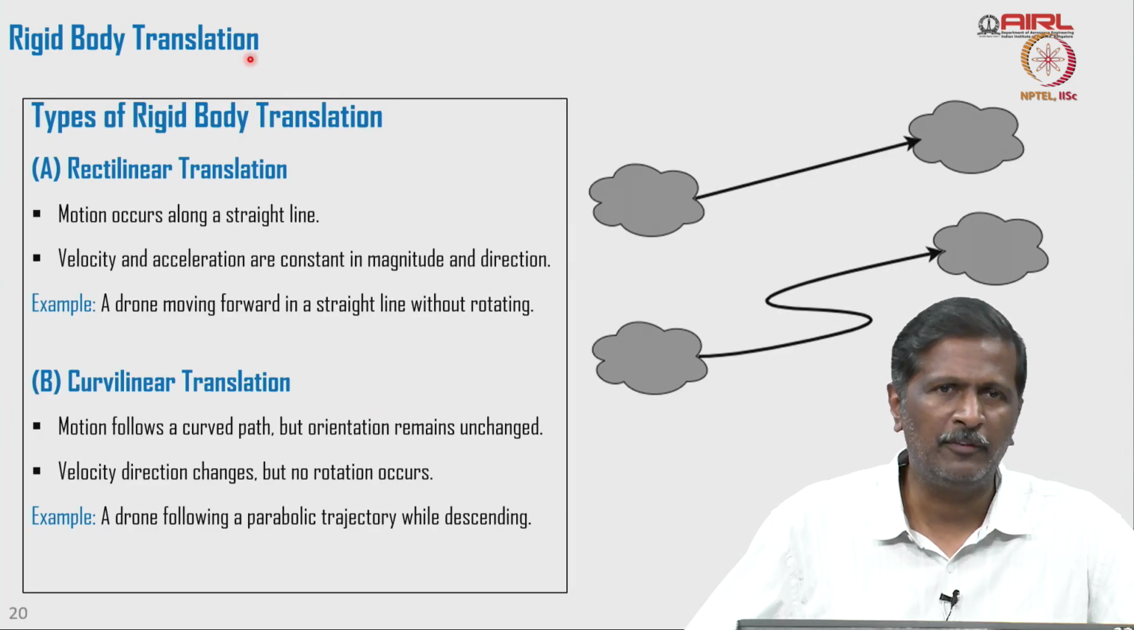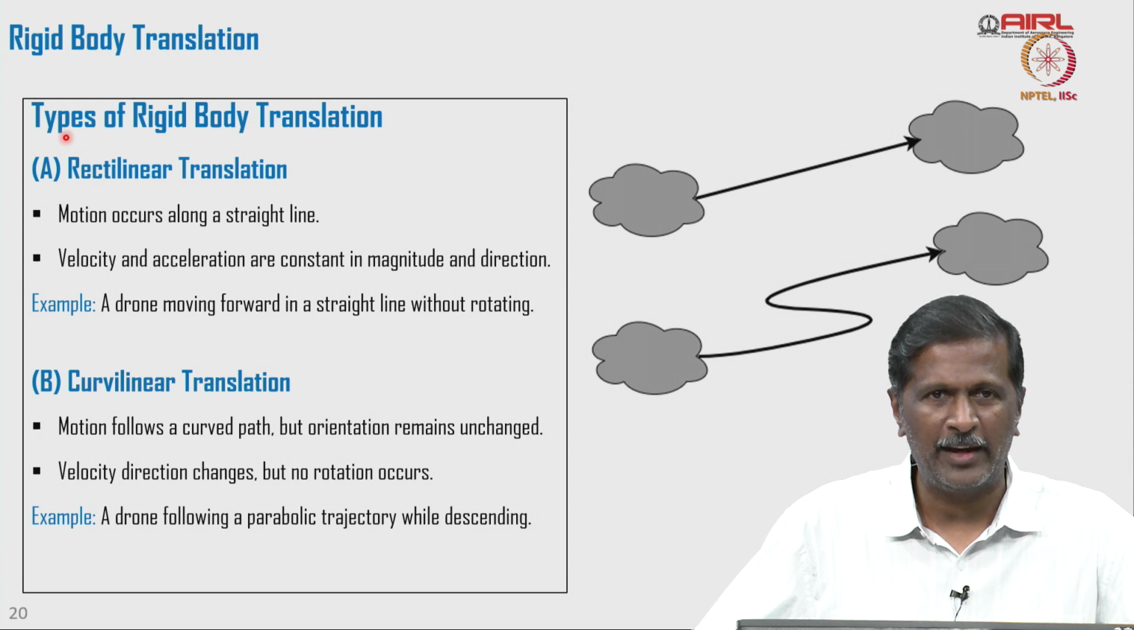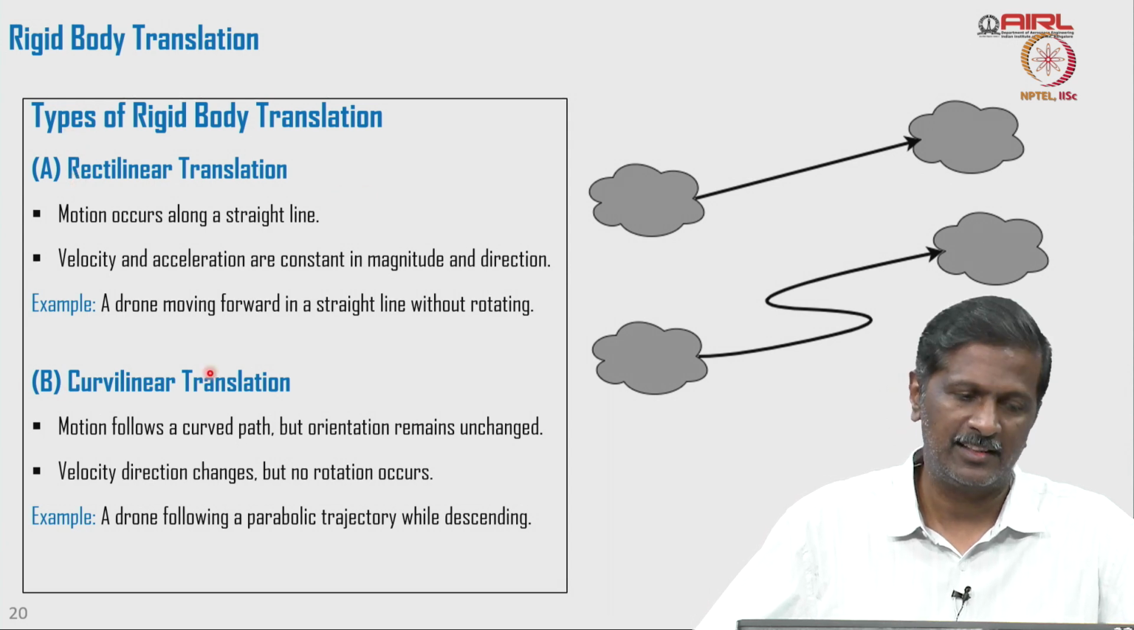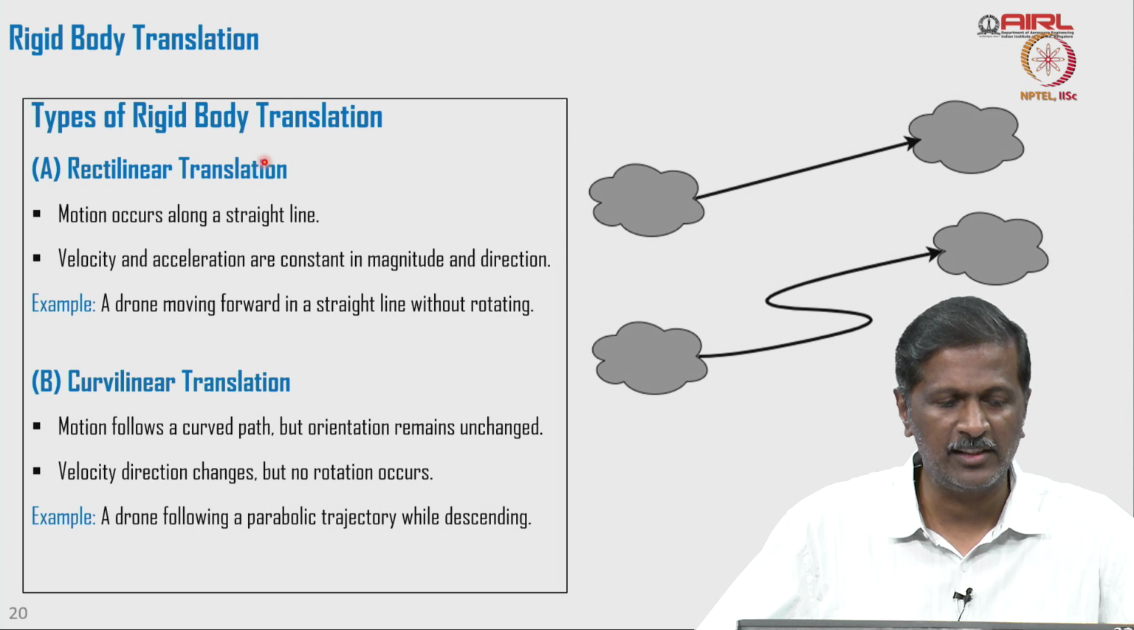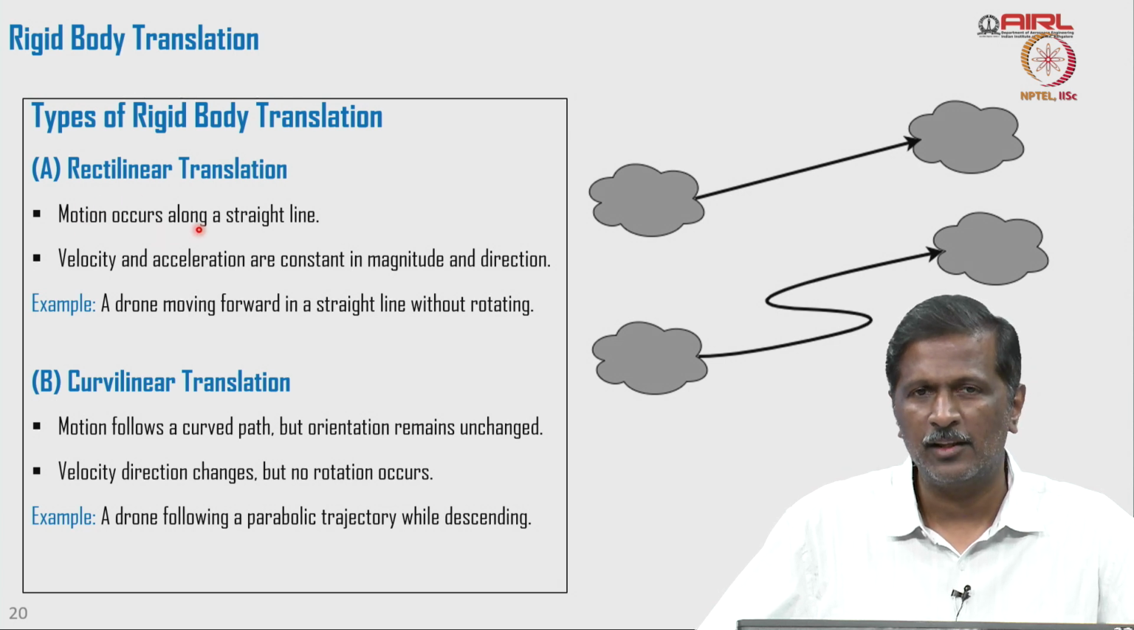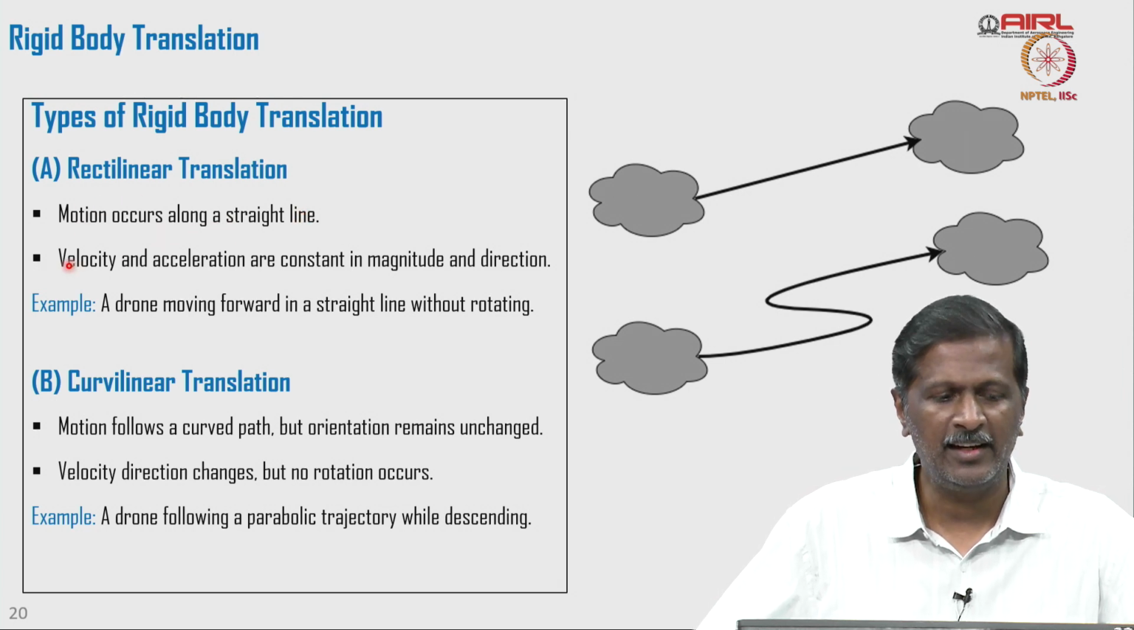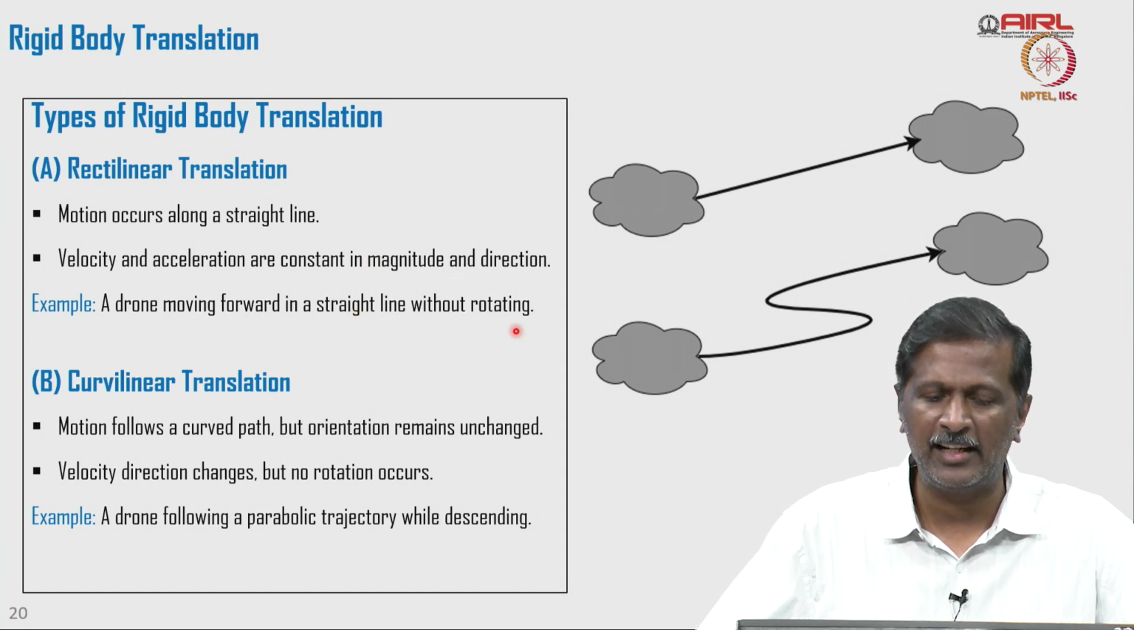There are different types of translation: rectilinear translation and curvilinear translation. What is rectilinear translation? Motion occurs along a straight line. Velocity and acceleration are constant in magnitude and direction. For example, a drone moving forward in a straight line without rotating.